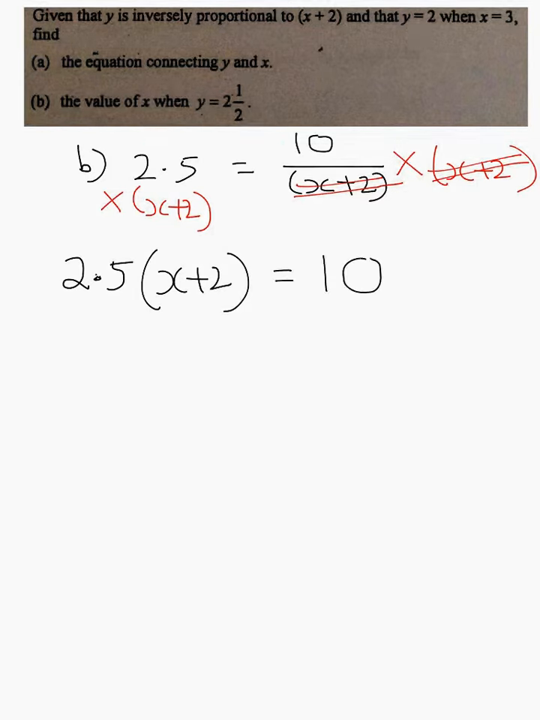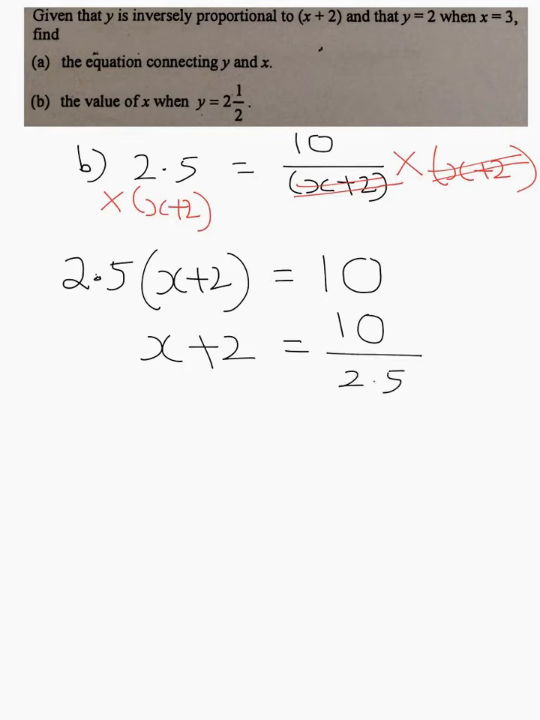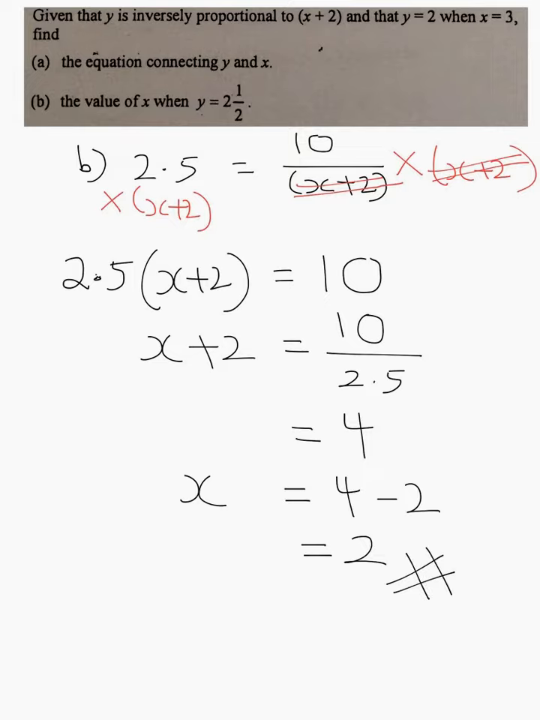Alright, there are several methods. One of them is to have x plus 2 equals 10 divided by 2.5, which will actually give you 4. So x will give you 4 minus 2, which gives you 2 as the final answer for part B.